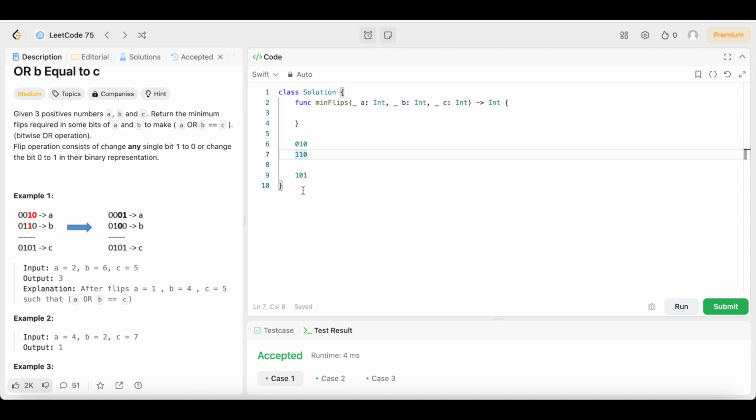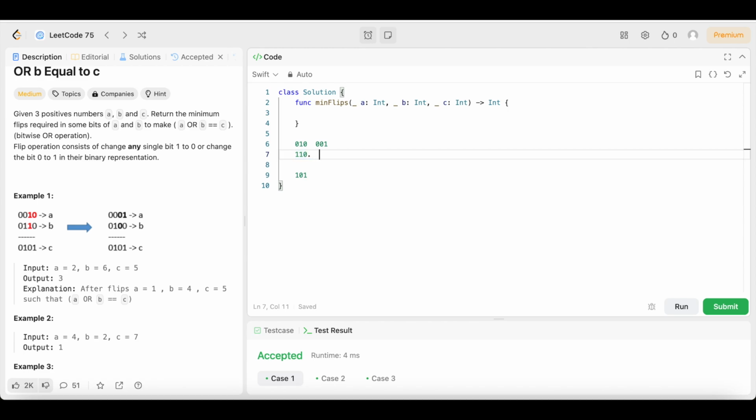So we need to figure out which of these bits we need to flip so that this would make sense with the OR, using the bitwise OR, right? So that means we would have to come over here. We'd have to turn this into 0, 0, 1. So we would have to ignore this period right here. So we'd have to turn this 0 into a 1. So that'd be 1 flip. Then we'd have to turn this 1 into a 0. So that'd be 2 flips.